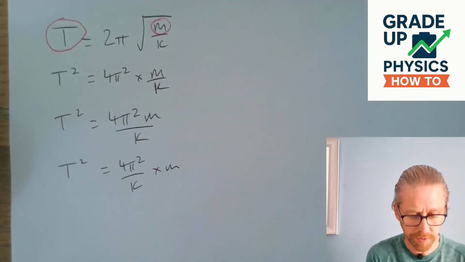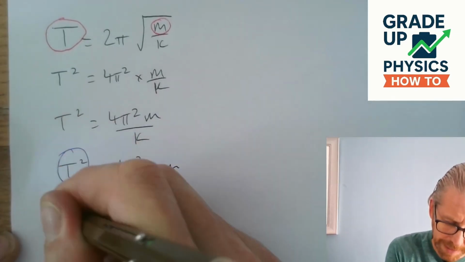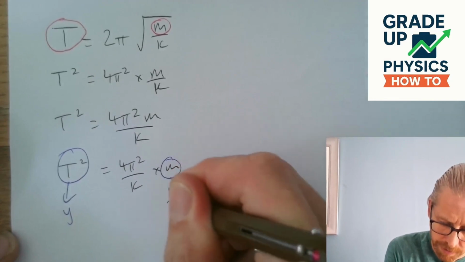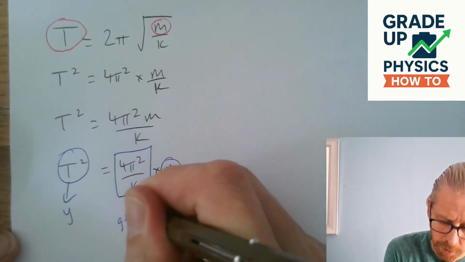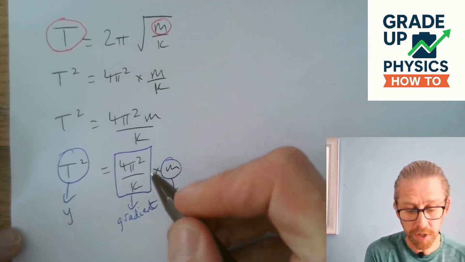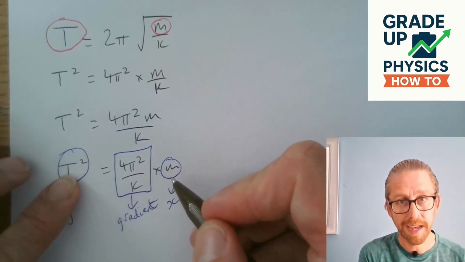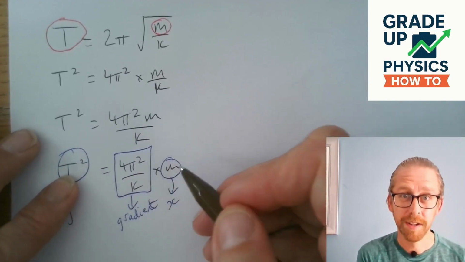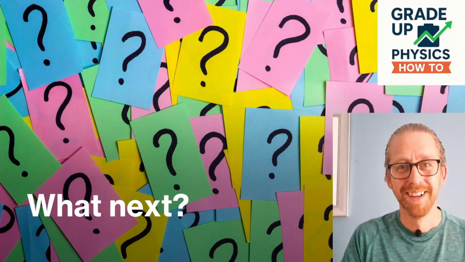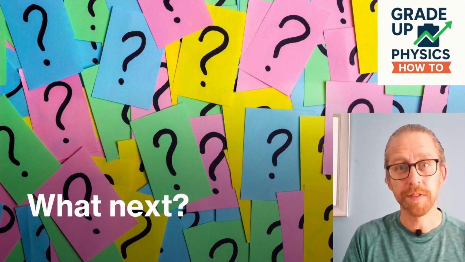So what we've now got, this is what we're going to plot on our y-axis, this is what we're going to plot on our x-axis, and this here is our gradient. And just like before, we'll be able to use a graph of t squared against m, find the gradient from this, and use that to estimate the spring constant. Hope that went well.